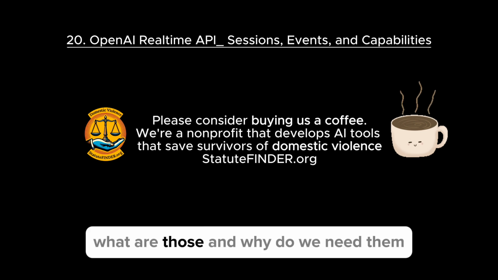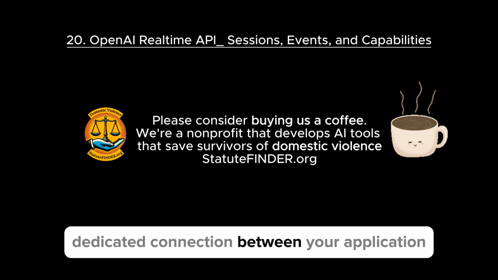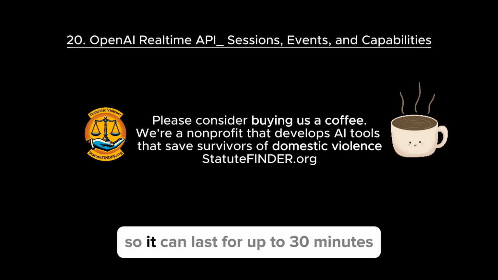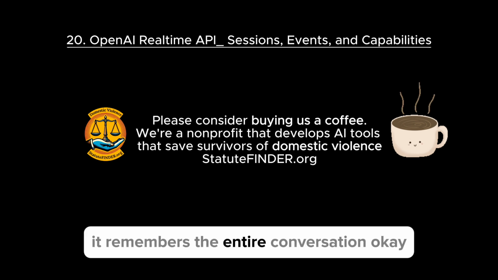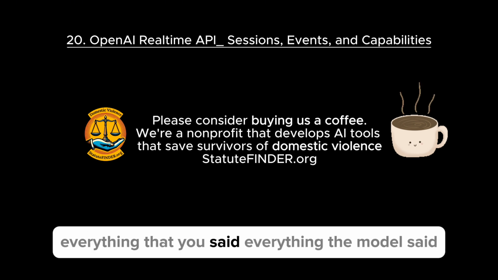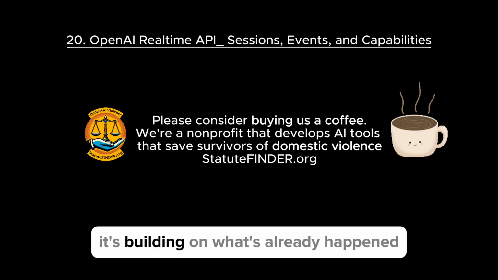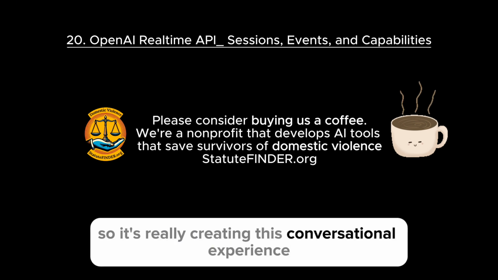Yes. What are those and why do we need them? So a real-time session is a dedicated connection between your application and the OpenAI model. It's a stateful connection, so it can last for up to 30 minutes. And what that means is it remembers the entire conversation. Everything that you said, everything the model said, it remembers it. So it's not starting from scratch each time. It's building on what's already happened. Exactly. So it's really creating this conversational experience.